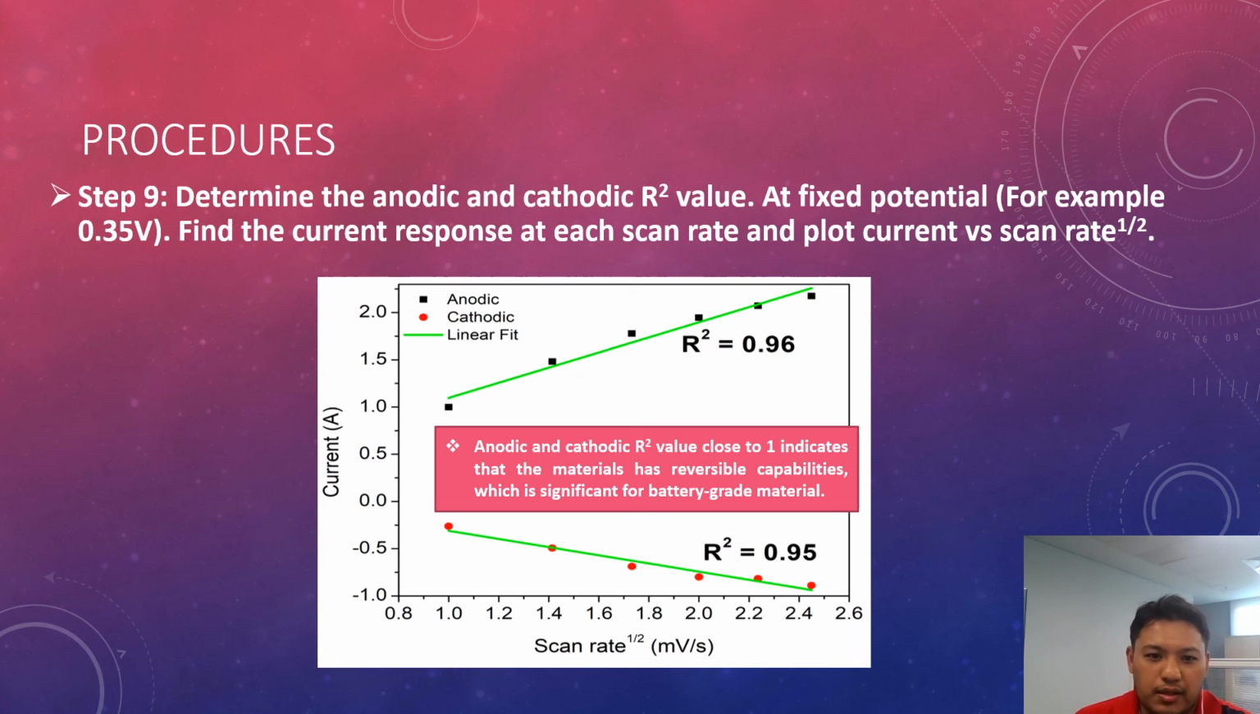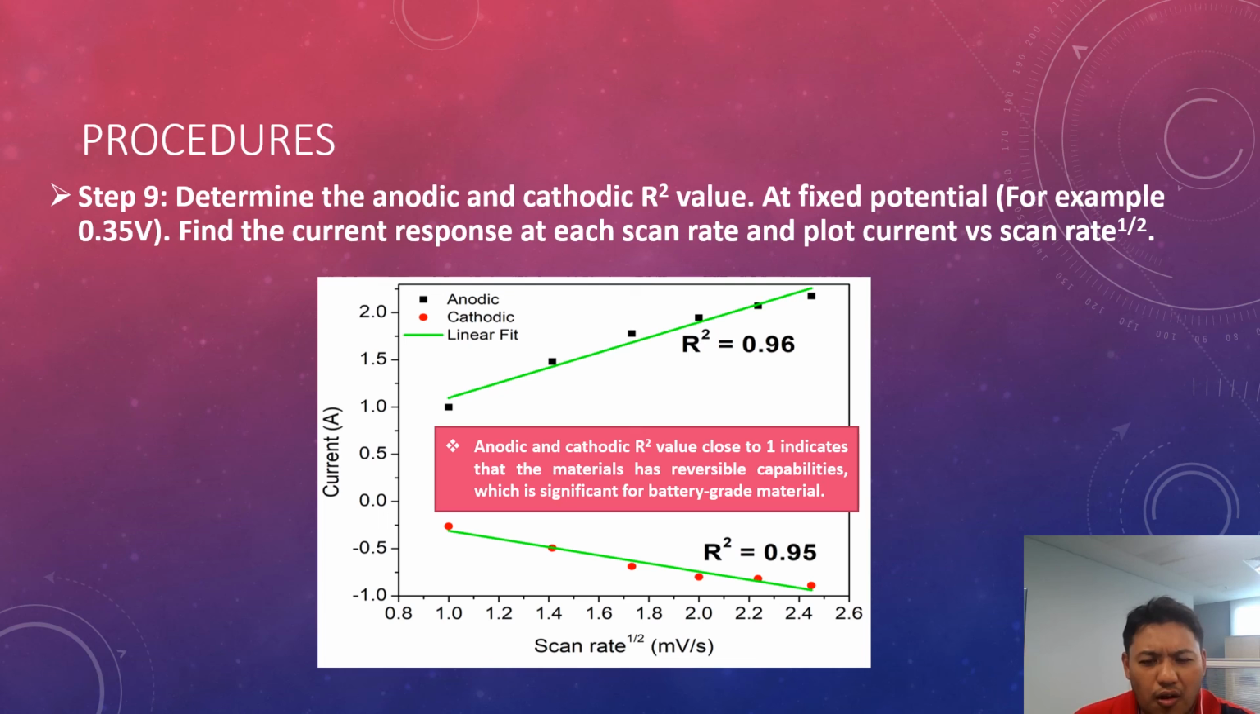So what happened here? We are finding the current response at oxidation, anodic is oxidation, and also at reduction, cathodic is reduction. And we plot the current response versus the scan rate to the power of half. And the same thing using Origin, you go to linear fit and find the R square value.